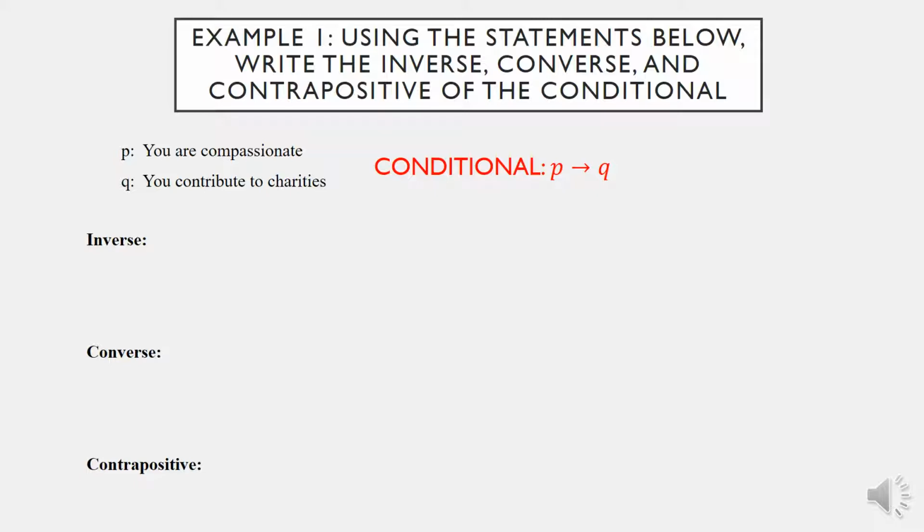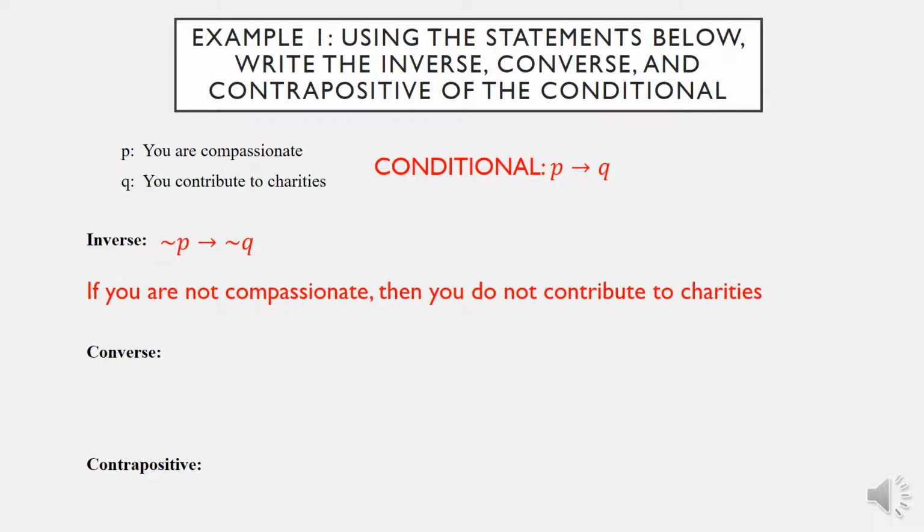Recall that our conditional is if P then Q, or P implies Q. Our inverse is not P implies not Q. So not P would be you are not compassionate. Not Q would be you do not contribute to charities. So the inverse is if you are not compassionate, then you do not contribute to charities.